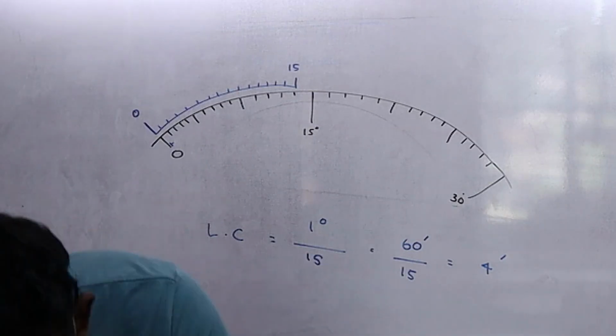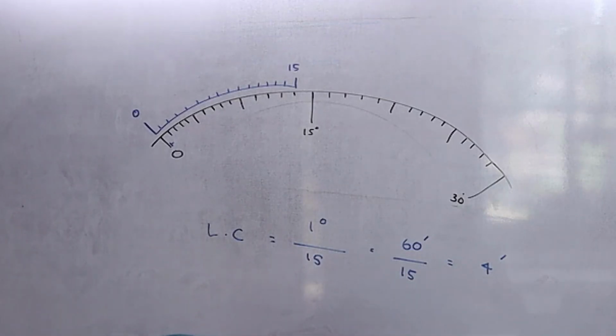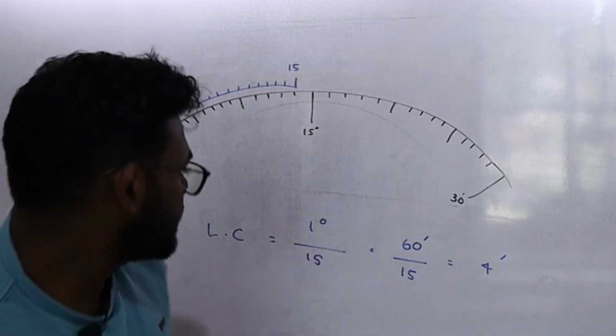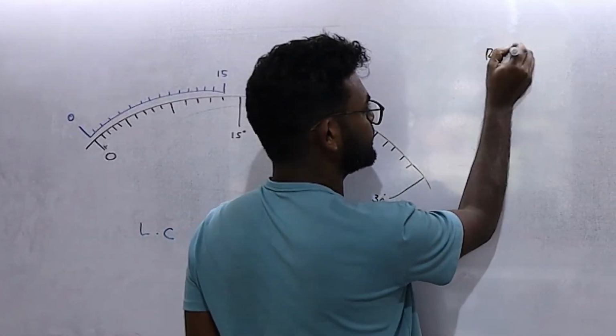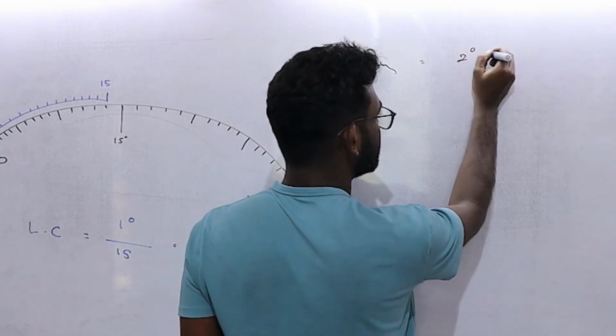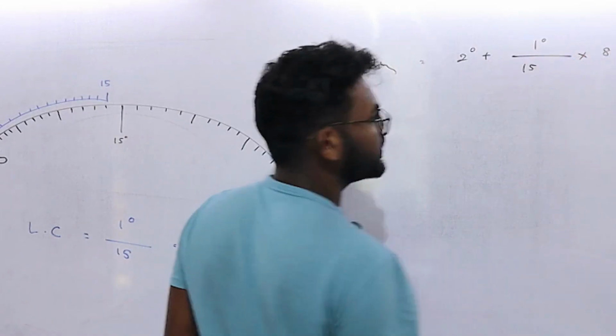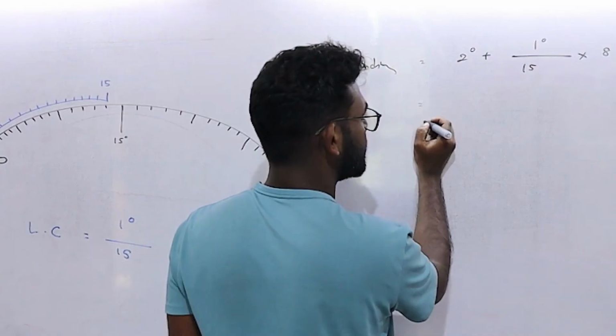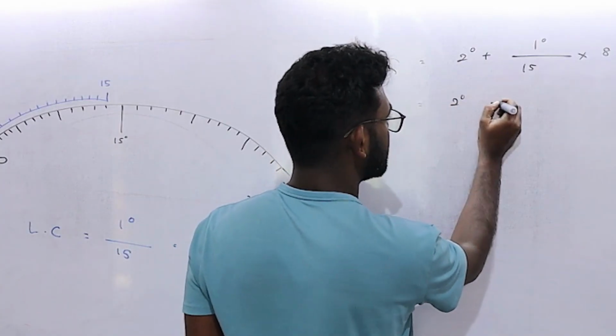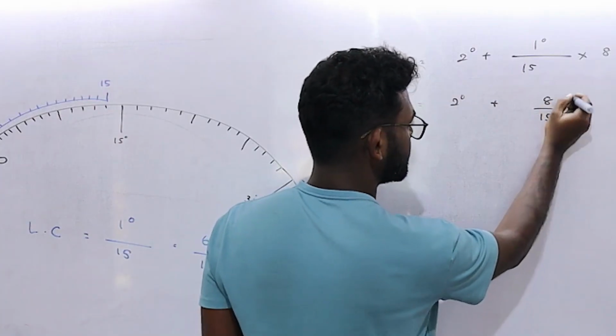32 minutes. Okay. 2 degrees is fine. We'll see about the tallying one. Just 1, 2, 3, 4, 5, 6. You have taken 8. 1, 2, 3, 4, 5, 6. Have you taken 8? Okay, good. So reading. There are for sure the 2 degrees has been passed. Least count is going to be 1 degree divided by 15, into the 8th one it is coinciding. So you can write here, this is to be 2 degrees plus 8 over 15 degrees.